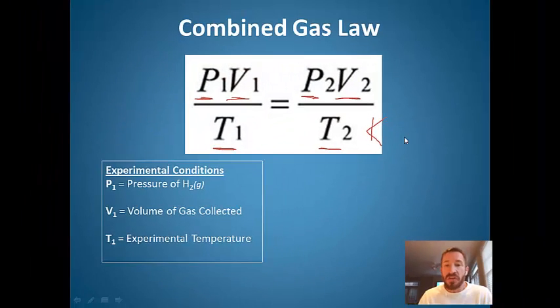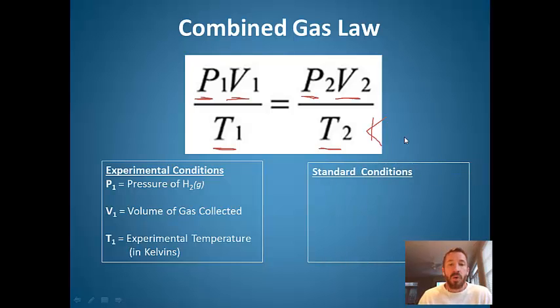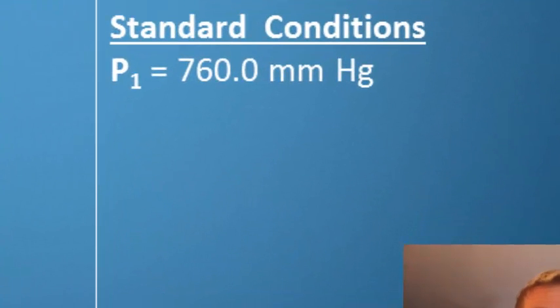Now, we want to convert these to what we call standard conditions. Now, remember the temperature, of course, is in Kelvins. Standard conditions for this would include the pressure at standard conditions. We're going to learn all these values later on, but standard pressure in millimeters of mercury is 760 millimeters of mercury. The volume is our unknown, and that's what we'll be solving for.